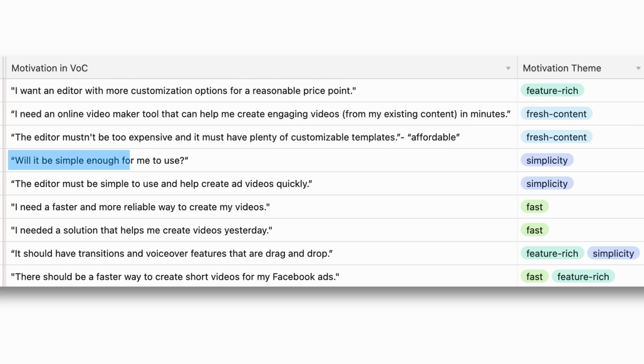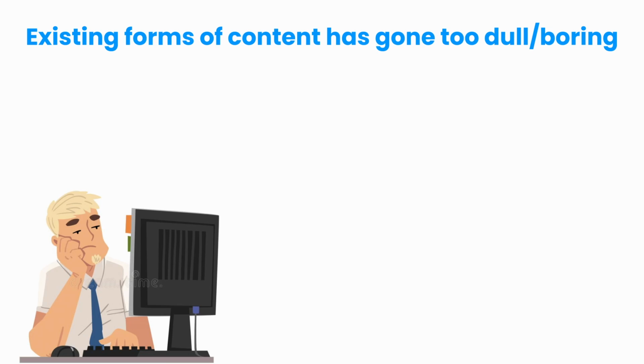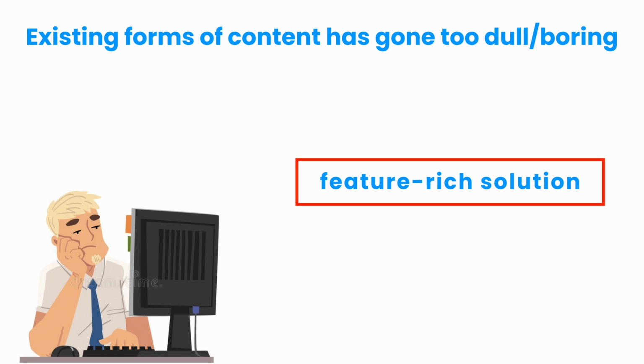Will it be simple enough for me to use? For this customer, again, it seems that simplicity is the most important thing. We want to categorize each of these things under different themes and look for the top 1 or 2 motivations in each of the different struggles. So in our example, people in the third category, that is for whom existing forms of content had gone too dull or boring, having options, that is having a feature-rich solution, is the most important thing.